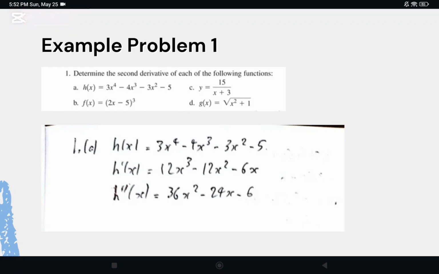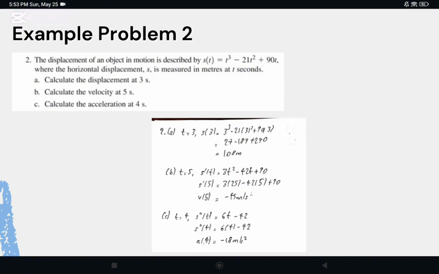The first example problem is determining the second derivative of each of the following functions. In this video, I will only explain the first problem, part a, h of x equals 3x to the power 4 minus 4x to the power 3 minus 3x squared minus 5. In order to find the second derivative, we should find the first derivative first. So h prime of x is 12x cubed minus 12x squared minus 6x, and then the second derivative of h of x is 36x squared minus 24x minus 6.